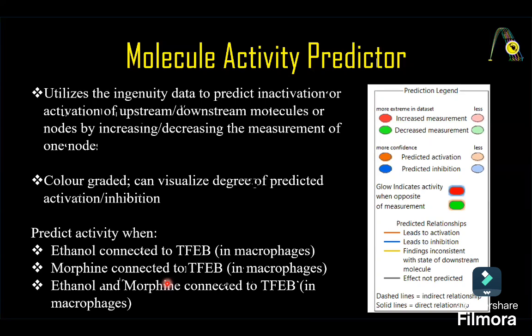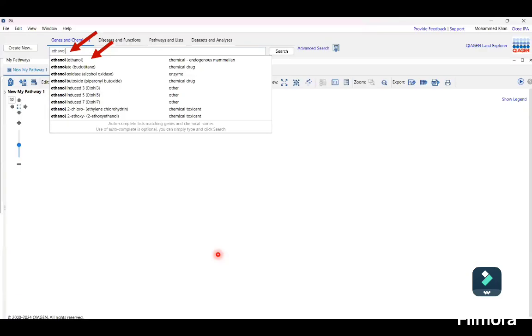So we'll start with our first example, ethanol connected to TFEB, and how it would look after we use the molecule activity predictor. Okay. So we have ethanol over here. We go ahead and search for ethanol on our search bar. We can either click enter on our computer to get all the related search options to ethanol, or if ethanol appears down here, we can just click on it as well. But in this case, we've just gone ahead and clicked enter on our computer.